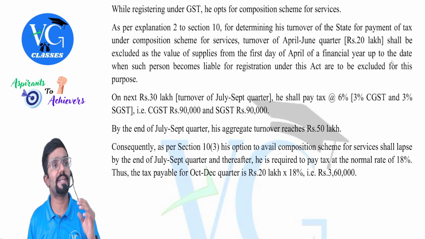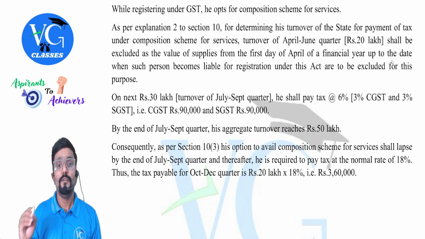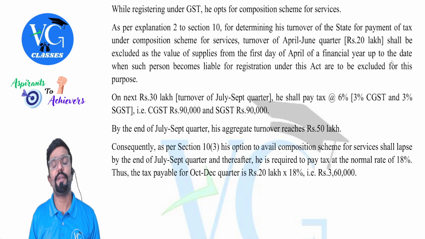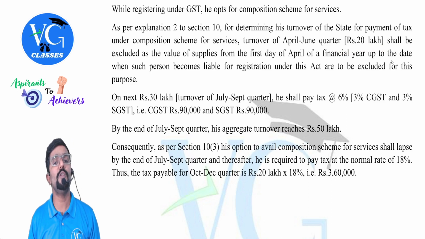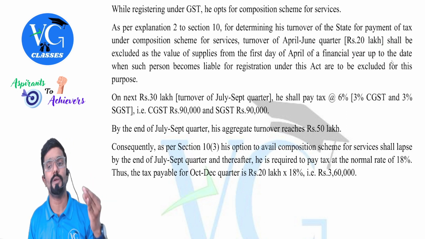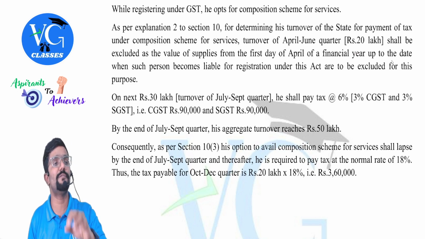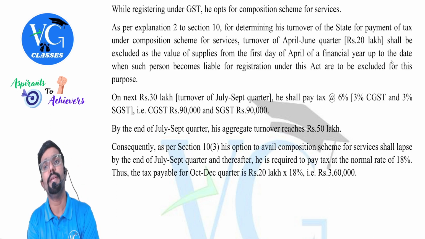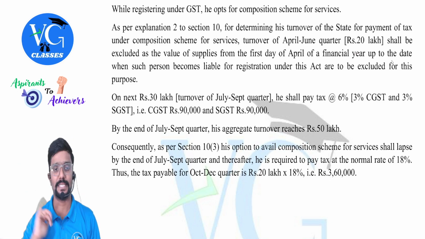Now, guys, for paying tax, which explanation is applicable? Explanation 2 to section 10. As per explanation 2 to section 10, for determining the turnover in the state for payment of tax under the composition scheme for services, the turnover of April to June quarter, that is 20 lakh, shall be excluded, as the value of supplies from the first day of April of the financial year up to the date when such person becomes liable for registration under this Act are to be excluded for this purpose. In simple terms, whatever is the threshold limit applicable for registration should not be included, guys. On the first 20 lakh, no tax.